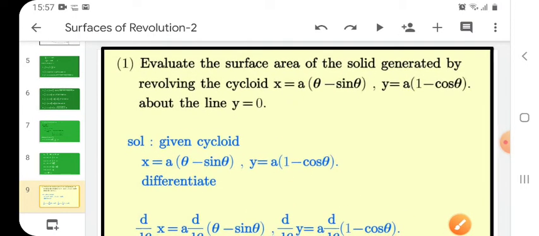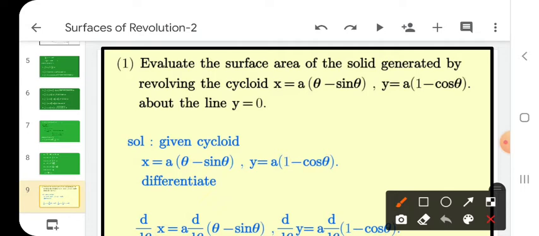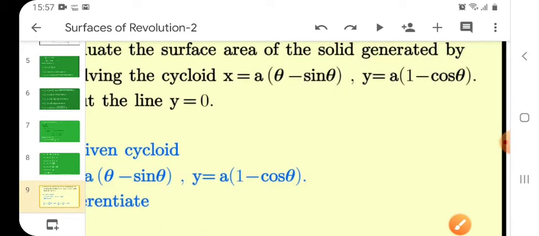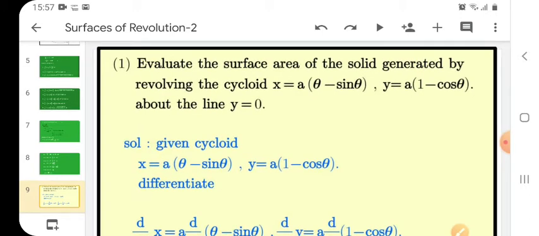Next, this is also a, see here. Evaluate the surface area of the solid generated by revolving the cycloid x equals to a into theta minus sin theta, y equals to a into 1 minus cos theta about the line y equals to 0. Here we have x term, y term and theta term. That means which form is that one? x is some f of theta, y is some g of theta. That means it is in parametric form. Okay, very good. Parametric form.